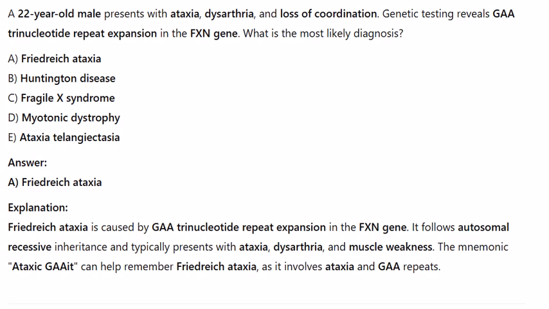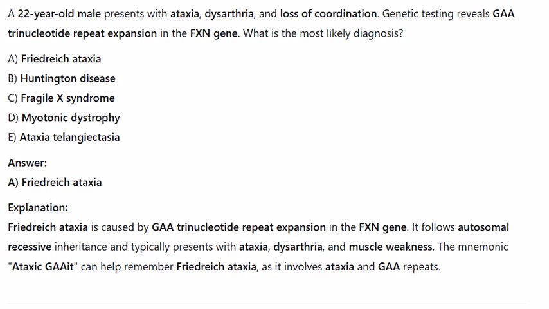Explanation: Friedreich ataxia is caused by GAA trinucleotide repeat expansion in the FXN gene. It follows autosomal recessive inheritance and typically presents with ataxia, dysarthria, and muscle weakness. The mnemonic ataxic can help remember Friedreich ataxia, as it involves ataxia and GAA repeats.